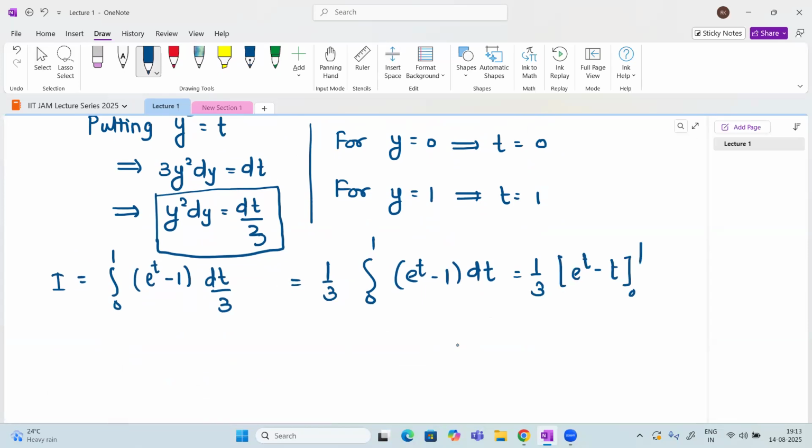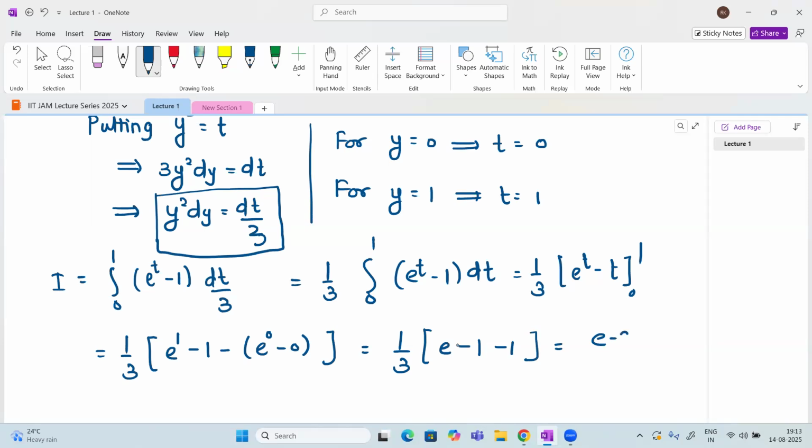Put the upper and lower limits: 1 by 3, e raised to 1 minus 1. If I put 0, e raised to 0 minus 0. So 1 by 3, e raised to 1 means e minus 1, e raised to 0 is 1. So the final answer will be e minus 2 by 3.